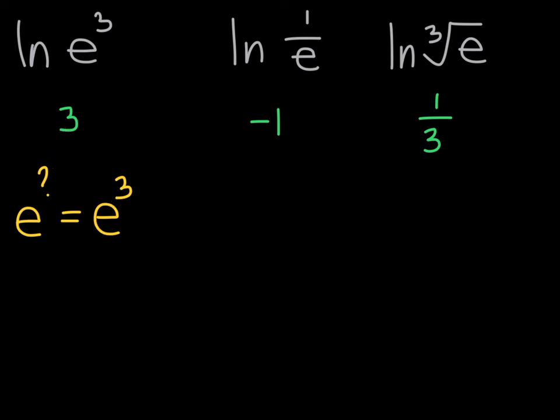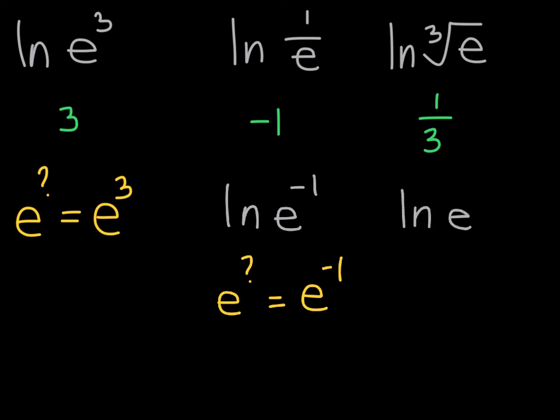For this second expression, don't forget that the natural log of 1 over e is really the natural log of e to the negative first. So again, this is asking you, to what power do you raise e in order to get e to the negative first? Okay, so that's the reason why the answer is -1. And then finally, the cube root of e is the same thing as e raised to the 1/3 power. So this is asking you, to what power do you raise e in order to get e raised to the 1/3 power? Okay, so that's the reason why the answer is 1/3.